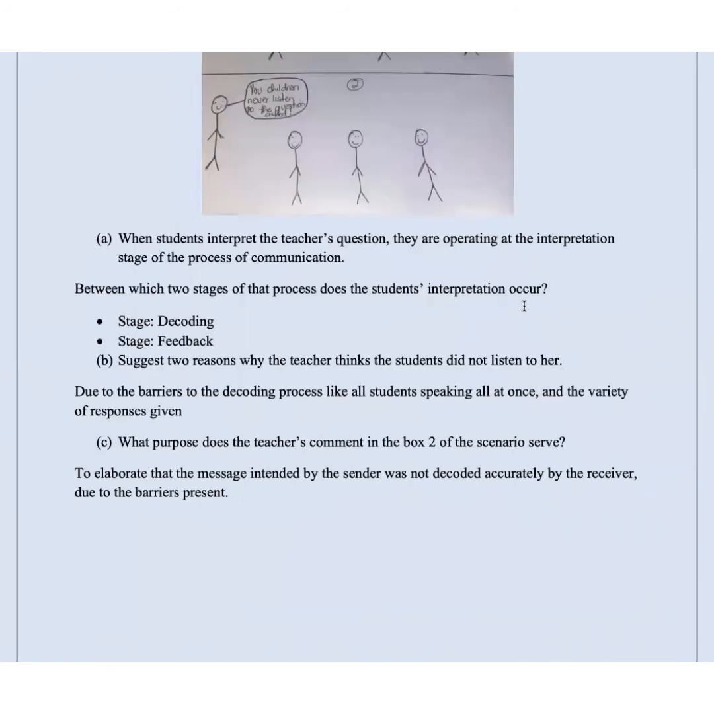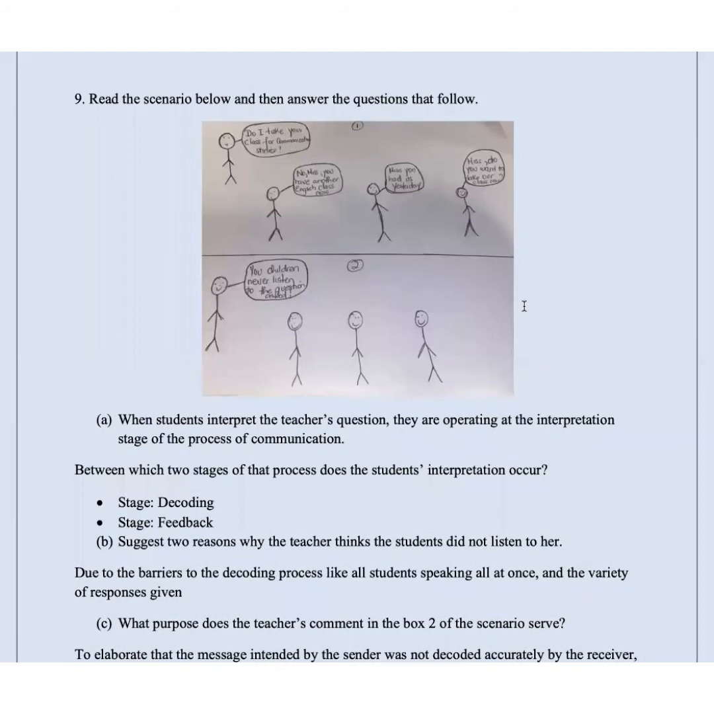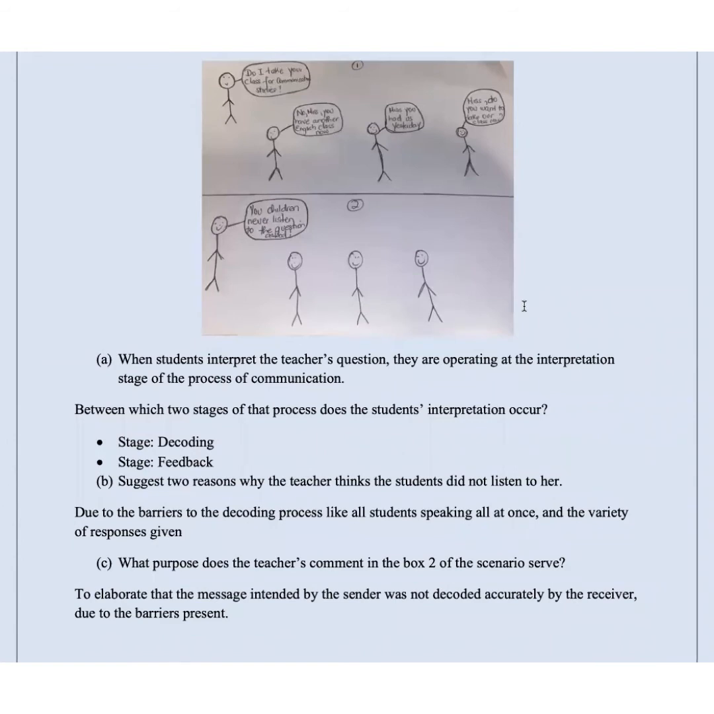Part A says, when students interpret the teacher's question, they are operating at the interpretation stage of the process of communication. Between which 2 stages of that process does the student's interpretation occur? So these 2 stages are decoding and feedback. And then part B says, suggest 2 reasons why the teacher thinks the students did not listen to her.